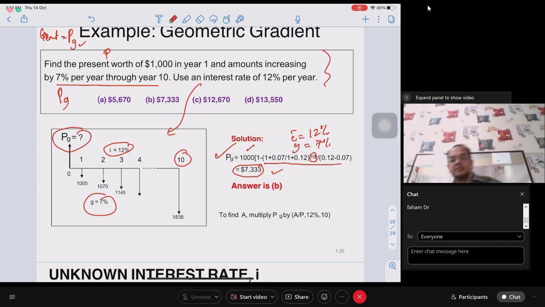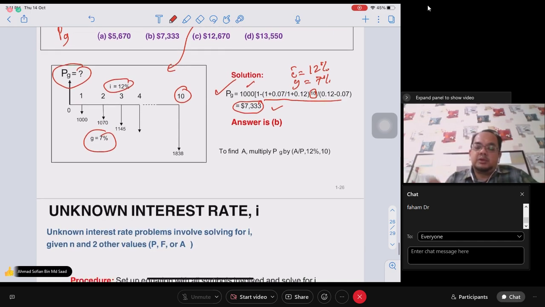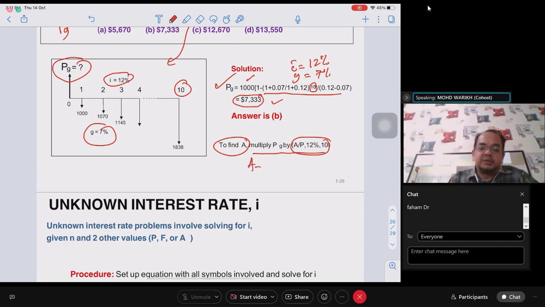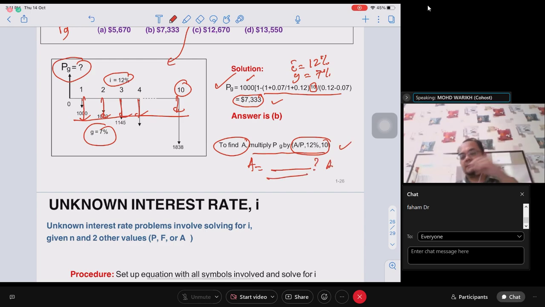Can? Only use the formula. Okay, good. So you have to find A, multiply P_g by this one. Using A just now, that means we have to pay the same numbers on average from year 1 until year 10. So you get these numbers. Just multiply.